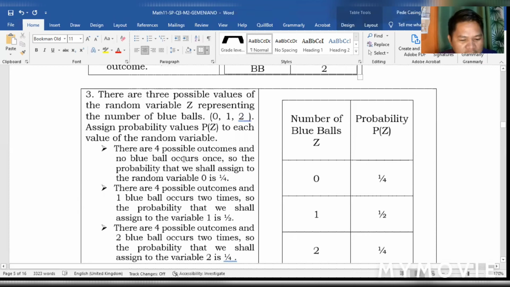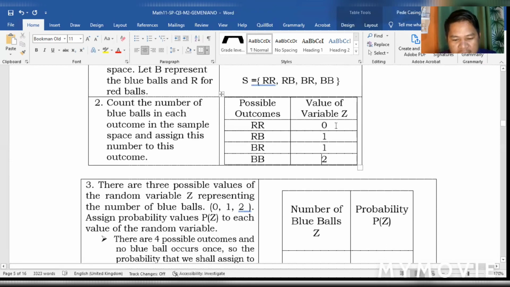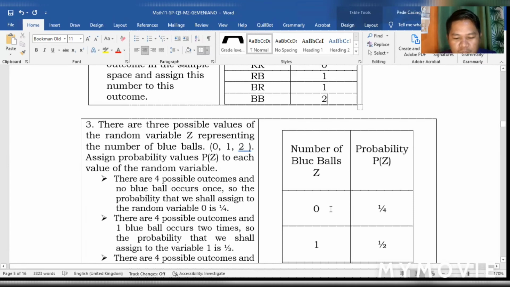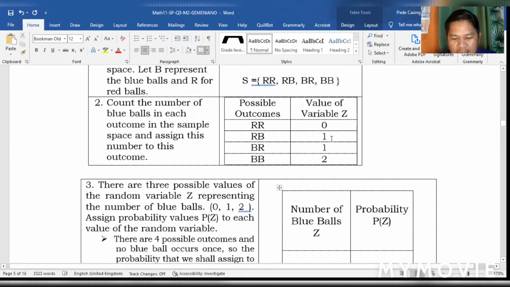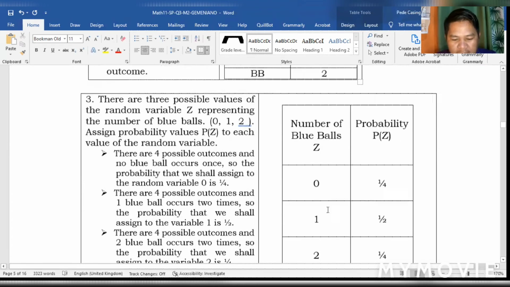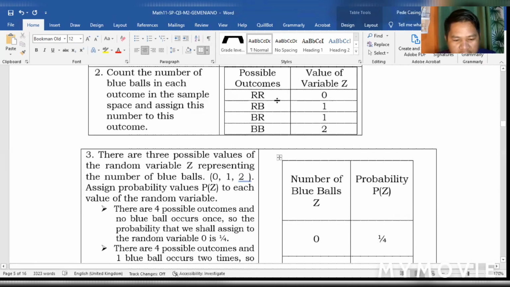So there are 4 possible outcomes. So we can say that the number of blue balls we have from the given value of the Z, 0, 1, and 2. So i-copy mo lang dito sa number of blue balls, 0, 1, 2. So only once lang yung 1 dito. It was written twice. Isa lang ang isulat. You have 1. And after that, count the number. So we have the probability.